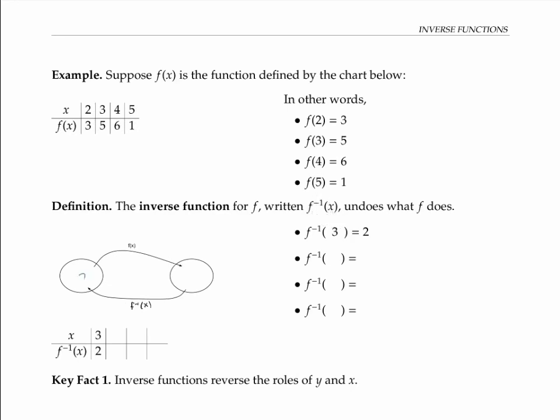Since f takes 2 to 3, f inverse takes 3 back to 2. So we write this f superscript negative 1 of 3 is 2. Similarly, since f takes 3 to 5, f inverse takes 5 to 3. And since f takes 4 to 6, f inverse of 6 is 4. And since f takes 5 to 1, f inverse of 1 is 5. I'll use these numbers to fill in the chart.